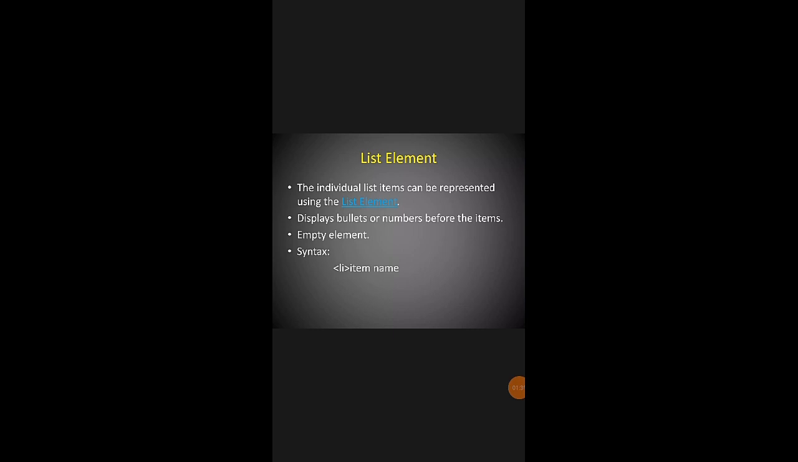And there are different list elements, that is the ordered list and unordered list. So we have the list items. First one is the unordered list element. This element enables a list of different topics in bullet form, and this is the syntax of the unordered list.